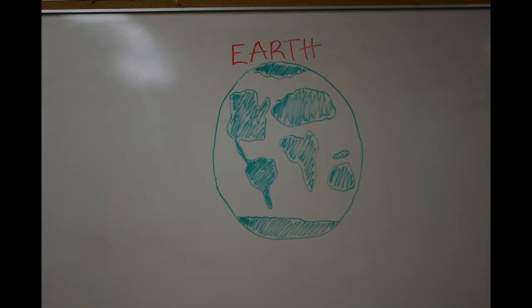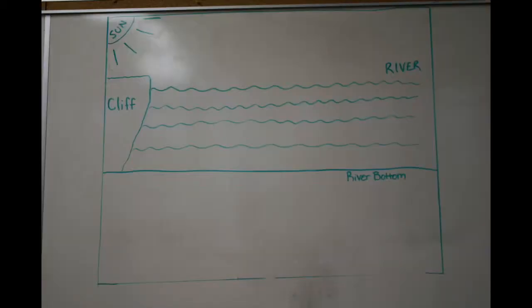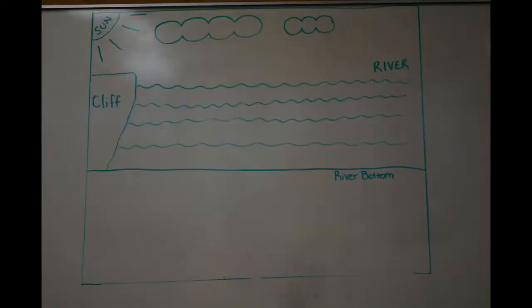The Earth is an interesting planet. The Earth is made up of plates. Plates are large pieces of the Earth's crust. This is a picture of a cliff, a flowing river, and the sun beaming. Clouds have formed over the river.